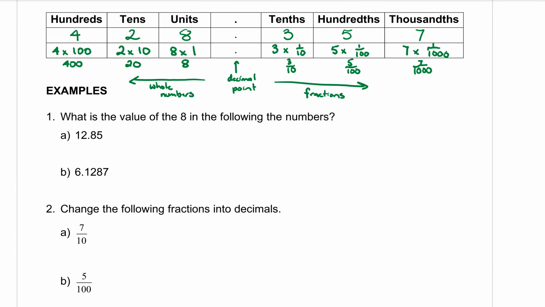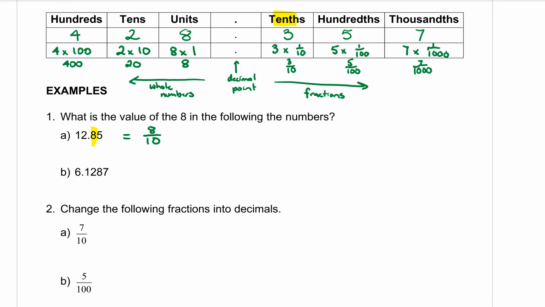What is the value of the 8 in the following numbers? So the 8, I just want the 8 part here. It is the first spot after the decimal place, which means that it is in the tenths position. So to convert that into a fraction, I have 8 of them. I have 8 and they are tenths. So I write that as 8 over 10. Okay, we're not going to simplify these at this stage, okay?